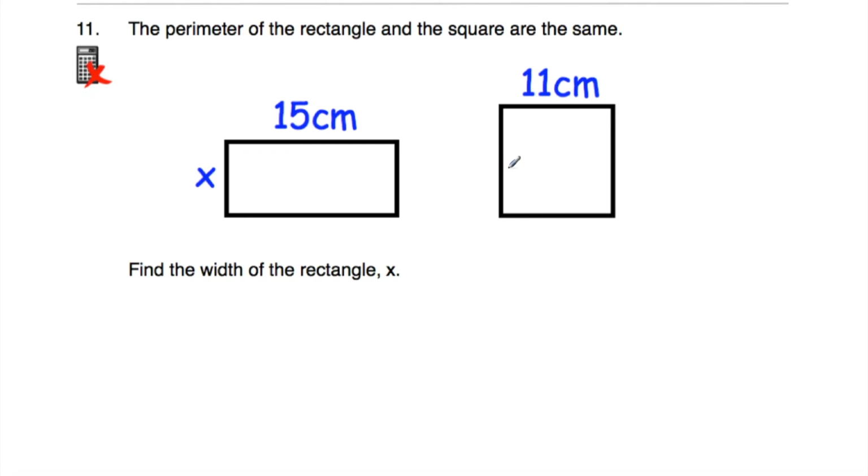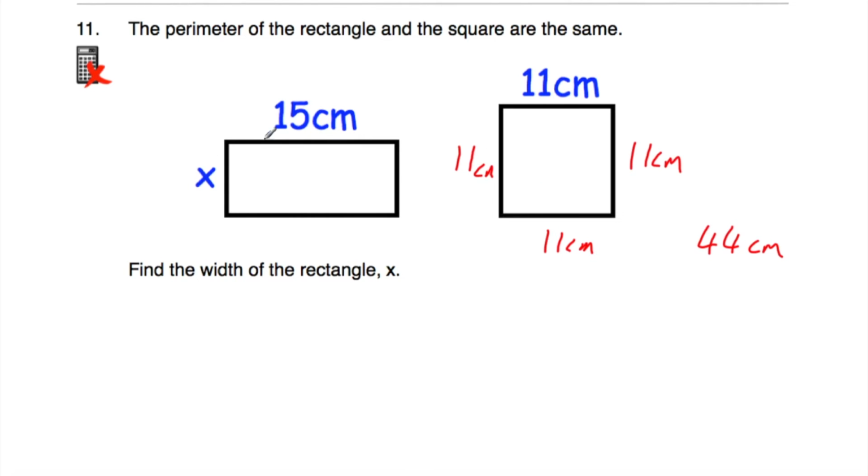So remember, a square, all the sides have got the same length. So that means that the right hand side would be 11 centimetres, the length of the base would be 11 centimetres, and the length of the left hand side would be 11 centimetres. And if we do 11 plus 11 plus 11 plus 11, that's going to be equal to 44 centimetres. And also remember, we could just do 11 multiplied by 4, which is 44. So that means the perimeter of the square is 44 centimetres.